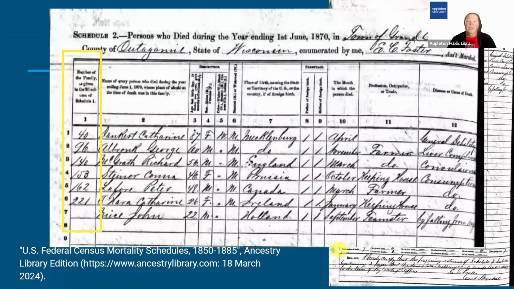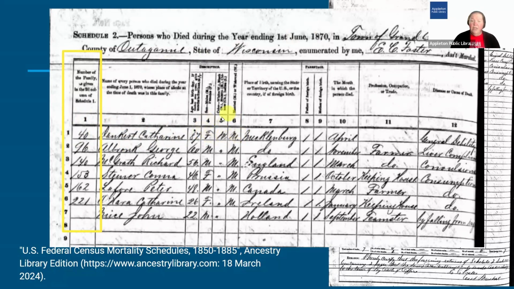So zooming in, I wanted to show you, this is what I mean by the first column. So you can see it has number 40 here. Then I would go to the town of Grand Chute in the 1870 census where all the people are listed again in the population part. And I would find family number 40. I would know that that was the family that reported this person died and that those are likely relatives of this person.